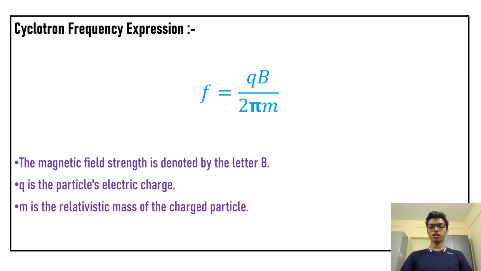Cyclotron frequency expression. f equals qB by 2πm. The magnetic field strength is denoted by the letter B. q is the particle's electric charge. m is the relativistic mass of the charged particle.